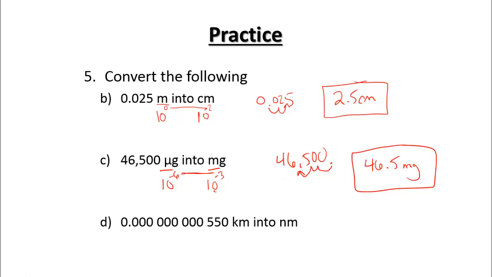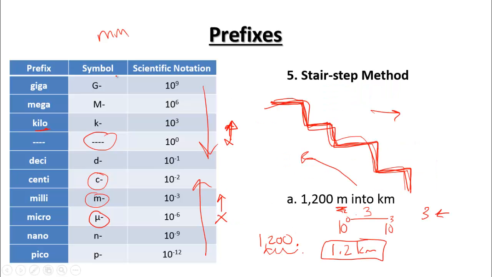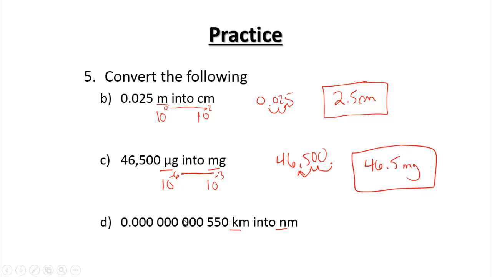Okay, next one. So first thing is to find out what kilo and nano stand for. Kilo, right here, represents 10 to the third. Nano represents 10 to the negative 9. Okay, so we have 10 to the third and 10 to the negative 9. So first of all, the space between those two would be actually 12.